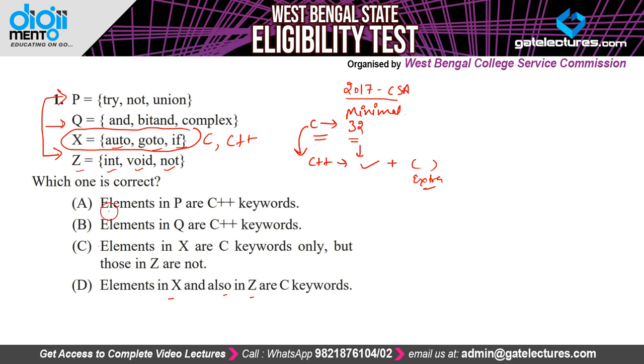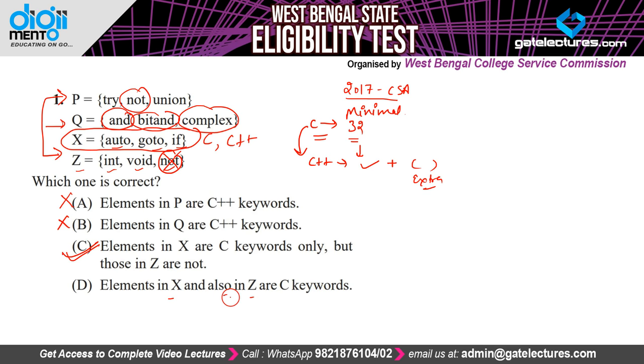So the first option is saying elements in P are C++ keywords, which is wrong, because here we do not have the keyword not. Elements in Q and R are C++ keywords, which is wrong. Why? Because here AND, BITAND and COMPLEX, none of these keywords is present in C++. Elements in X are C keywords only, but those in Z are not, that is correct.